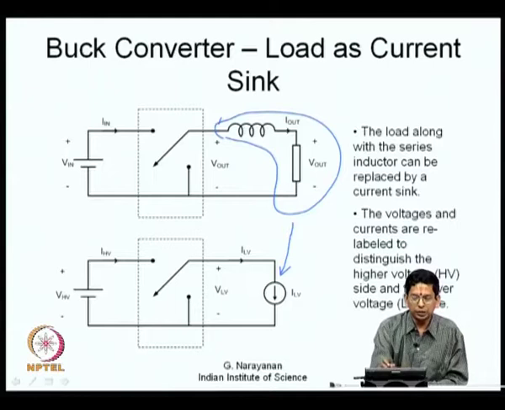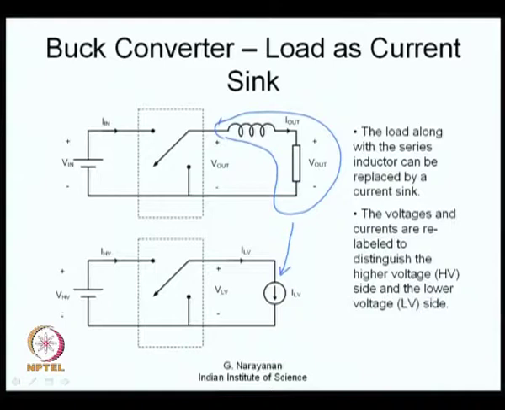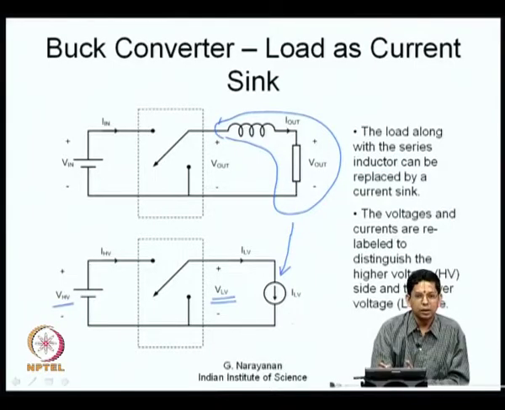Then for the input voltage and the output voltage, let us slightly change the way they are labeled. Let us call the input voltage the higher voltage, so we call it VHV, and the output side voltage is lower, so let us call it VLV. So, the input side is now being called the higher voltage side and the output side is now being called the lower voltage side. We have just simply changed the labeling; it is essentially still a buck converter, but the load has been modeled as a current sink. Instead of calling them input voltage and input current, we are now calling them V high voltage and I high voltage and so on.